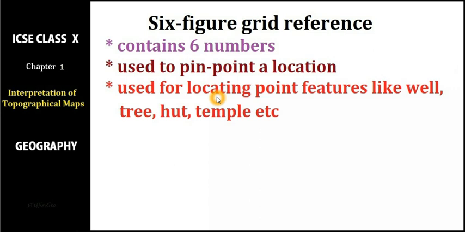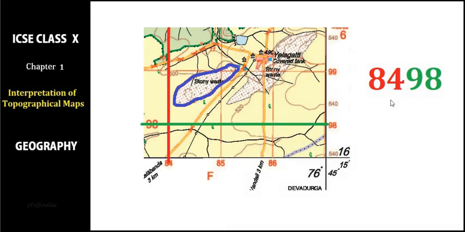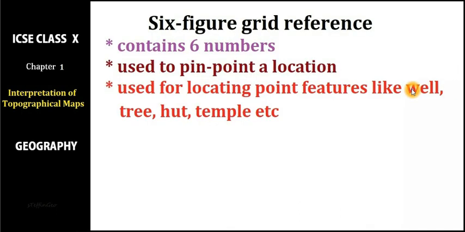Now the next one, the 6-figure grid reference. Just like the name says, it contains 6 numbers. In the previous one we had only 4 numbers: the first 2 are eastings and the next 2 are northings. Here we have 6 figures, and this is used for pinpointing locations to find the exact location.